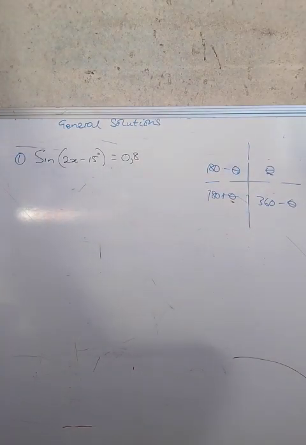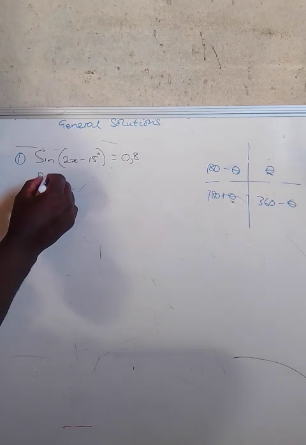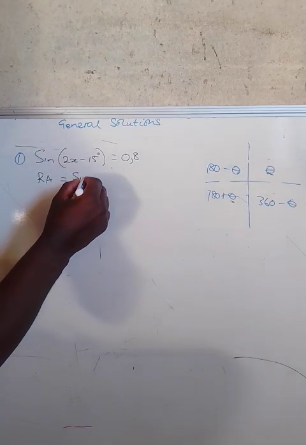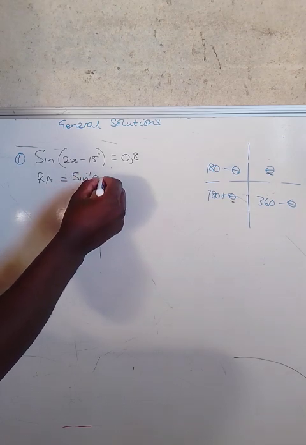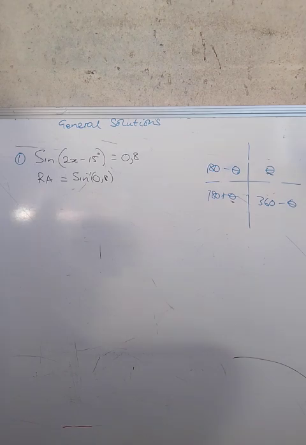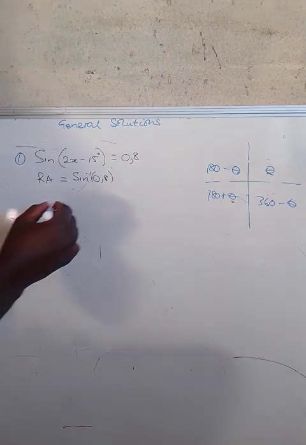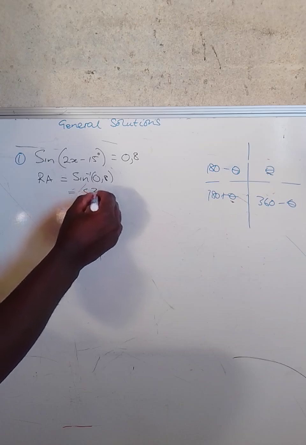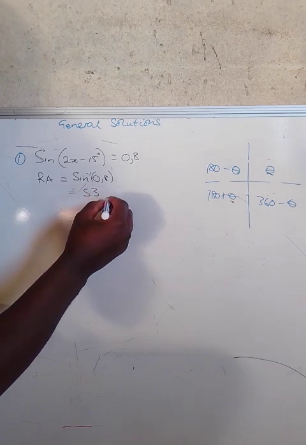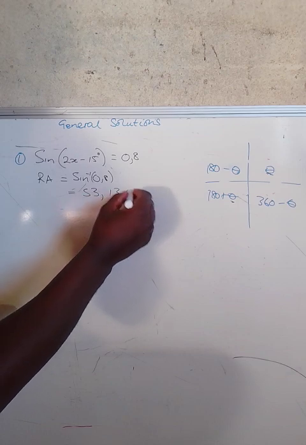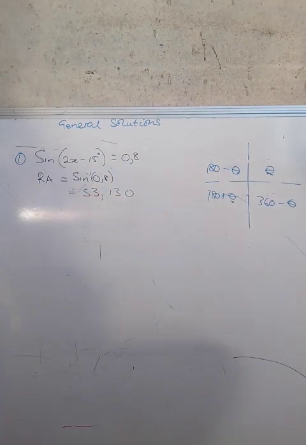Right. Let's do a more difficult example this time. We have sine of (2x minus 15) degrees is equal to 0.8. What do we do? First things first, we find our reference angle, which is going to be arc sine of 0.8. What do we get when we find arc sine of 0.8? We are going to find 53.130. Right. Then from there, we now have our reference angle.